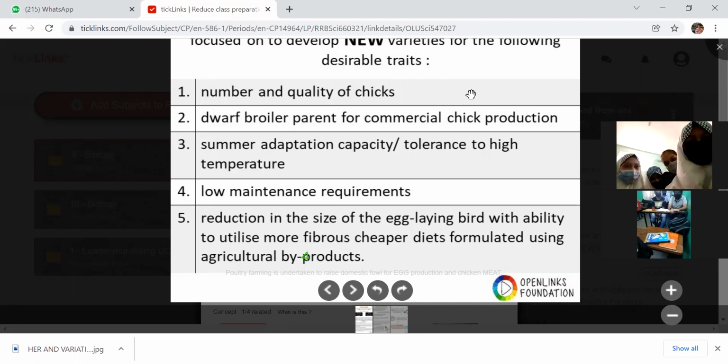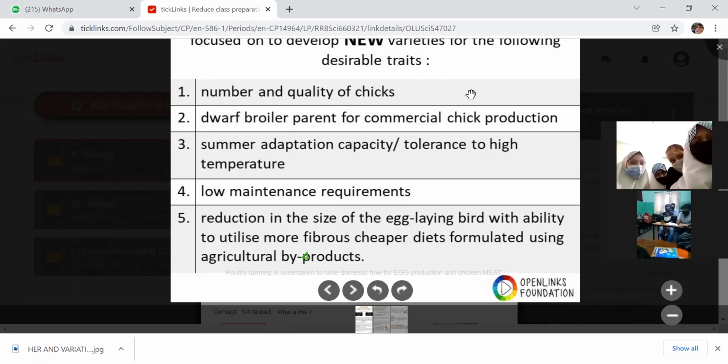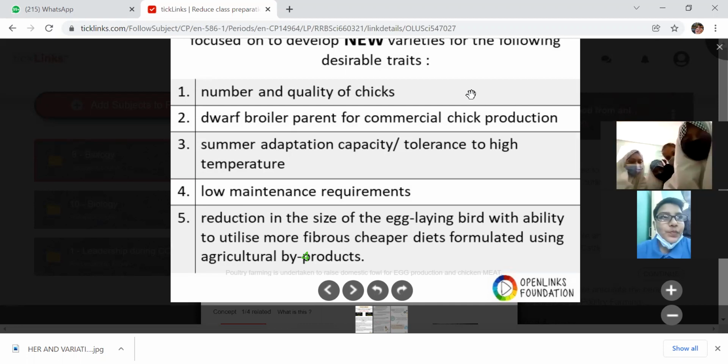What is the next one? Summer adaptation capacity, tolerance to high temperature. Yes. The first bird, Asil, before crossbreeding, whenever there was high temperature in the summer, the birds used to die of diseases. They could not tolerate high temperature. But when Asil and Leghorn were crossbred, we got a strong bird that could tolerate high temperature and was not dying. If the birds die, then we have a loss. Poultry farming will go into a loss and people will not be able to get the required food.